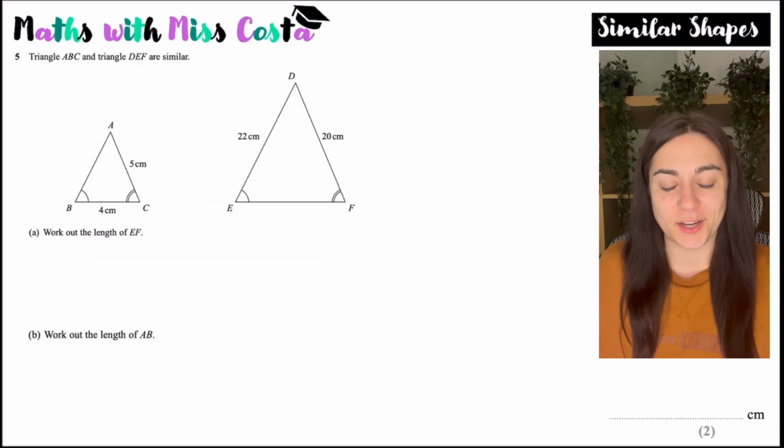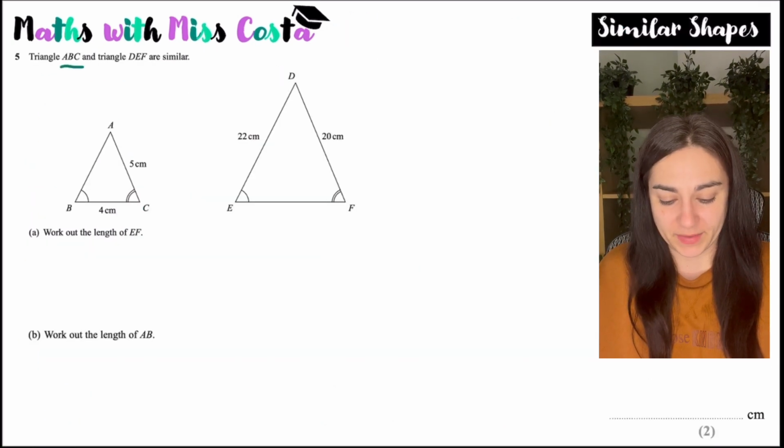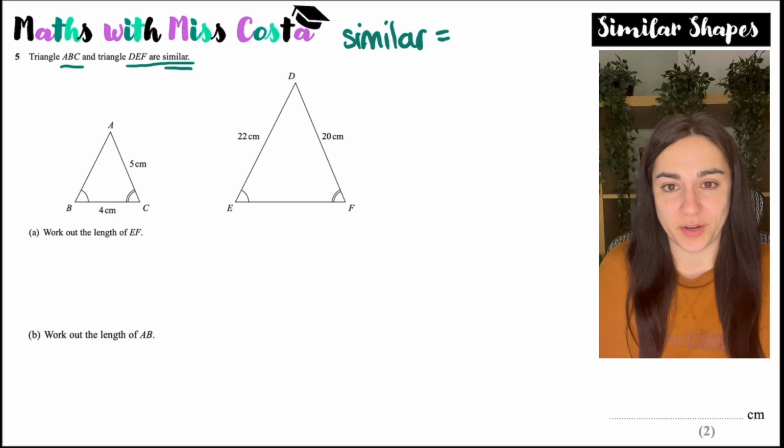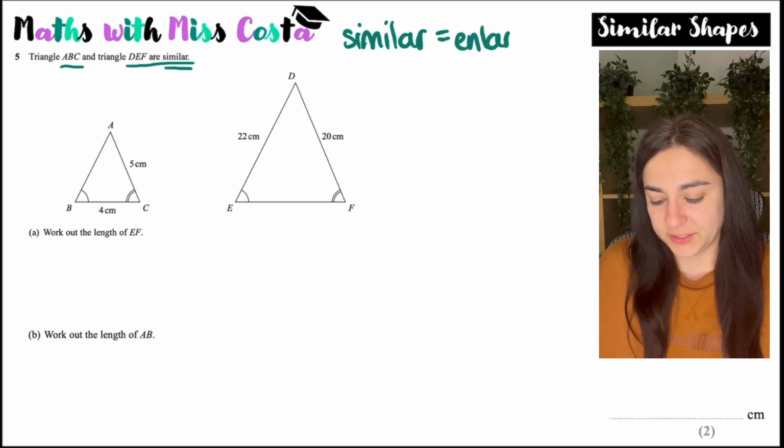So in this question, I'm told that triangle ABC and DEF are similar. Now, when shapes are similar, that means that they are an enlargement of one another and that they are enlarged by a scale factor.